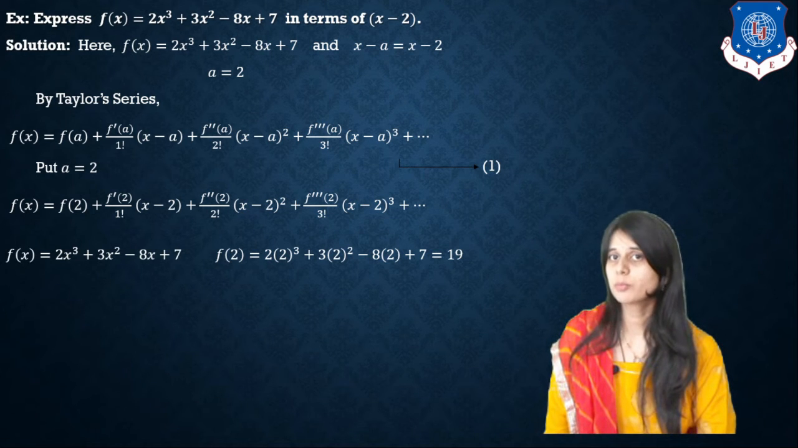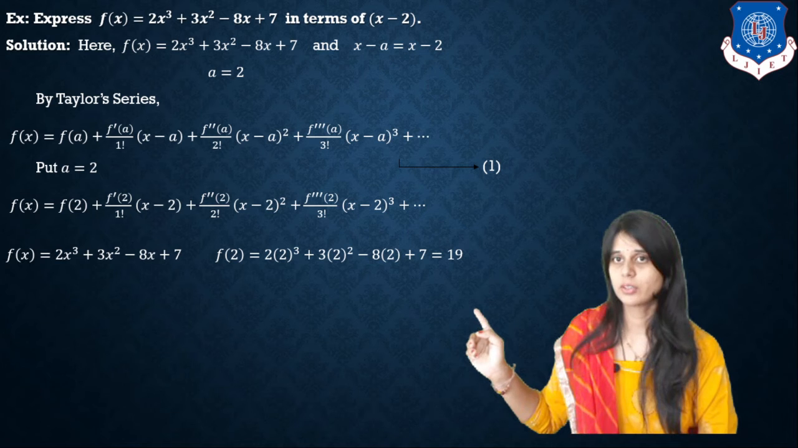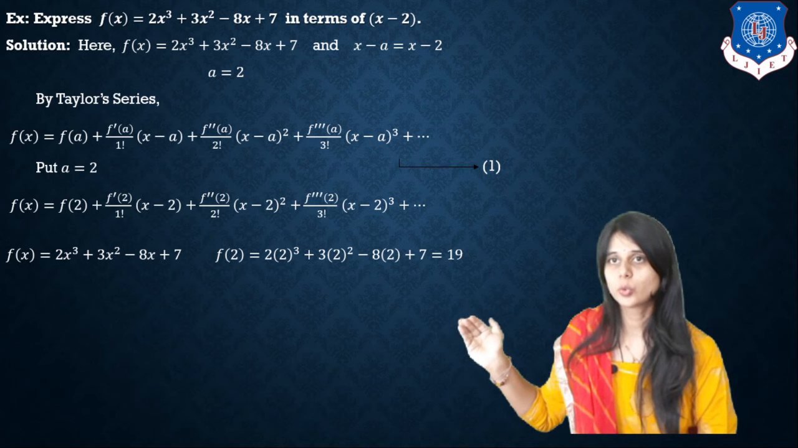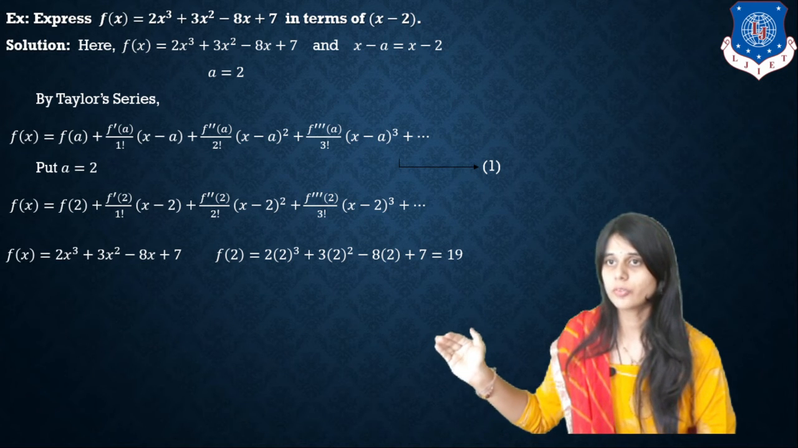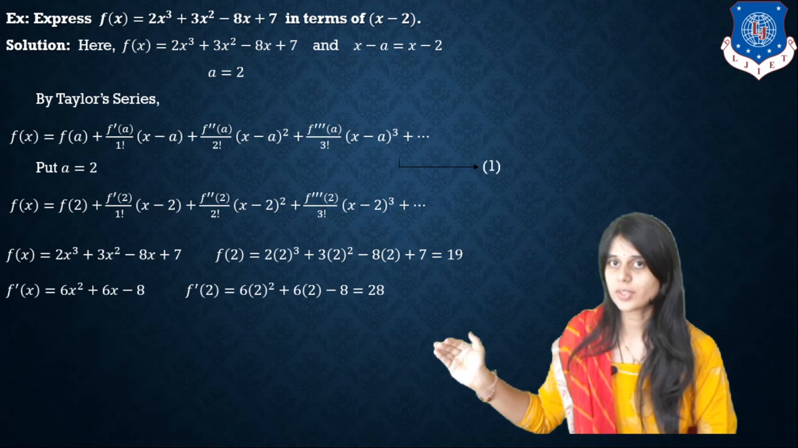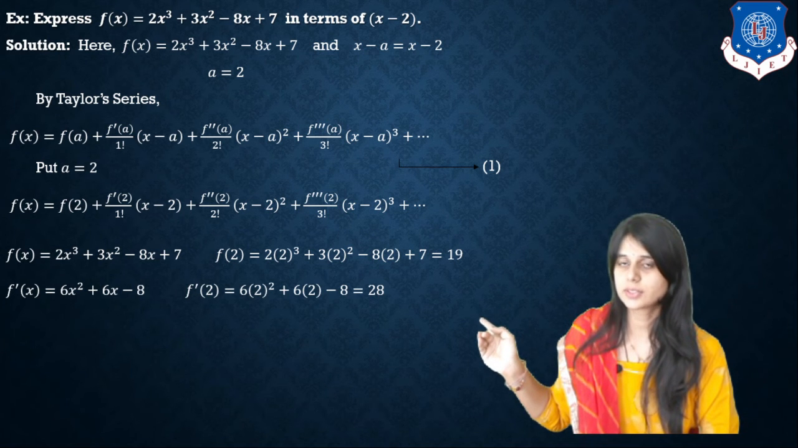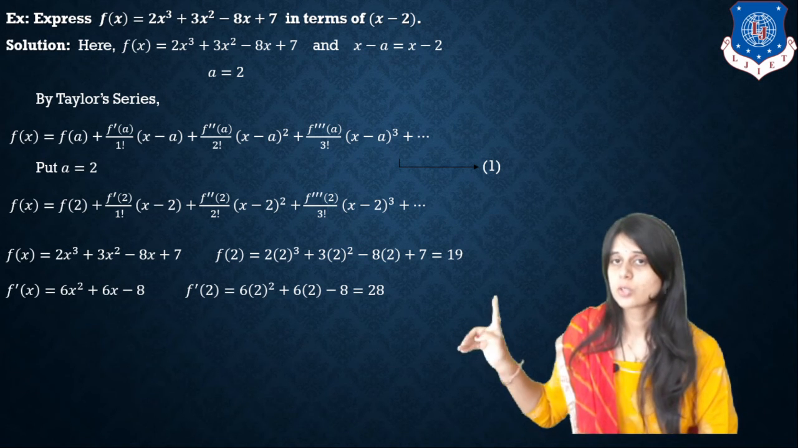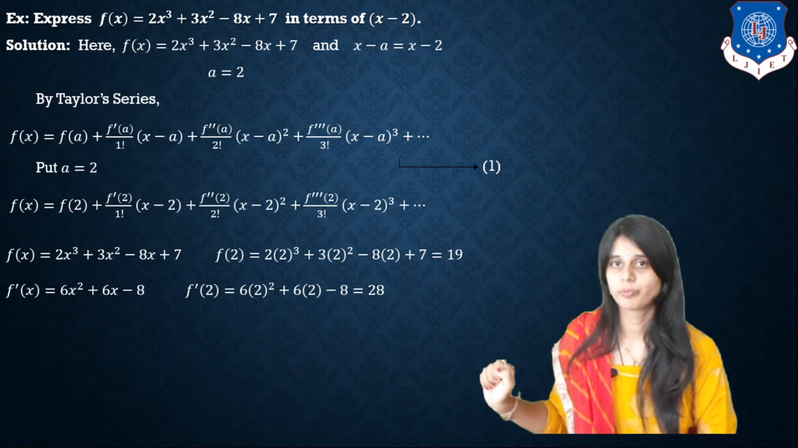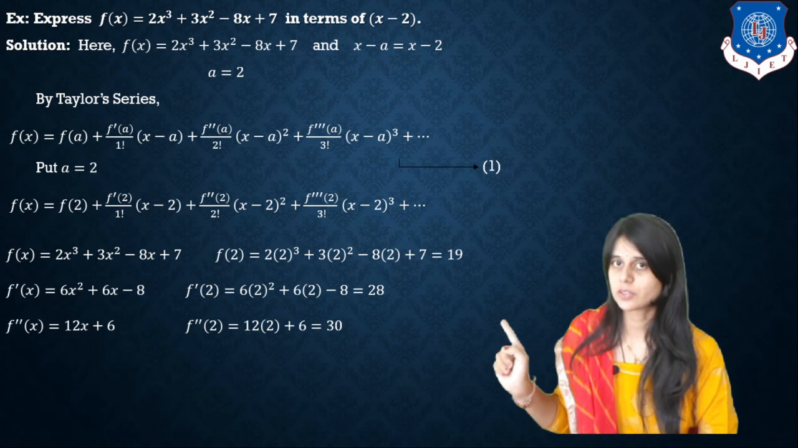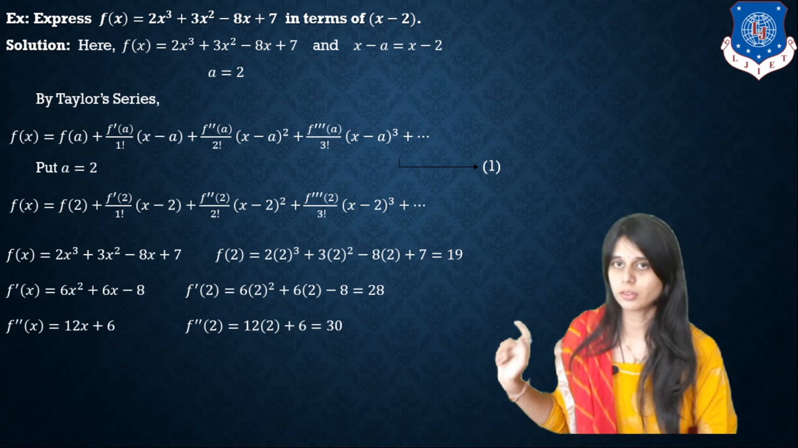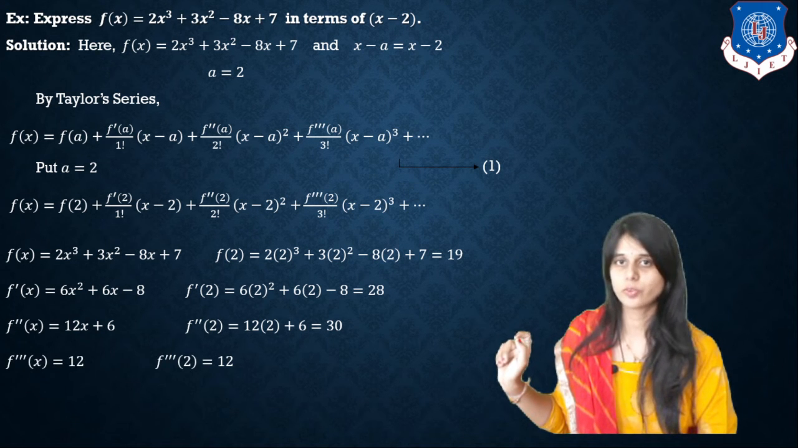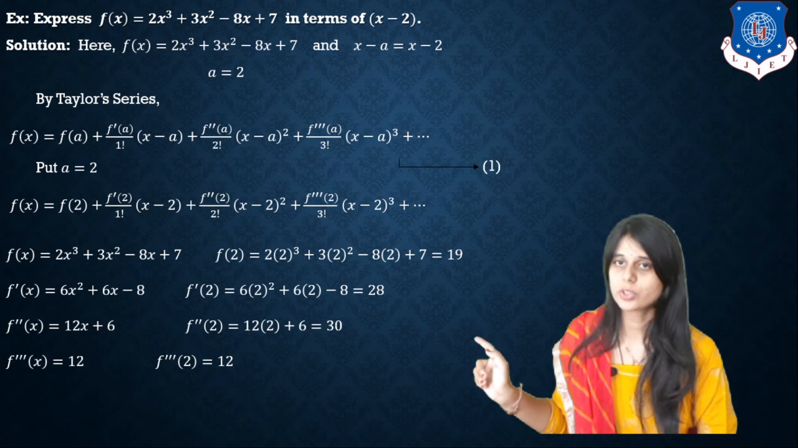f of x is 2x cubed plus 3x square minus 8x plus 7. We put x equal to a, that means we put the value 2, and we get f of 2 equal to 19. For f dash x, the differentiation of f of x is 6x square plus 6x minus 8. What is f dash 2? It is 28. For f double dash x it is 12x plus 4, and putting the value x equal to 2, we get 30. For f triple dash x it is 12, and f triple dash 2 is 12.